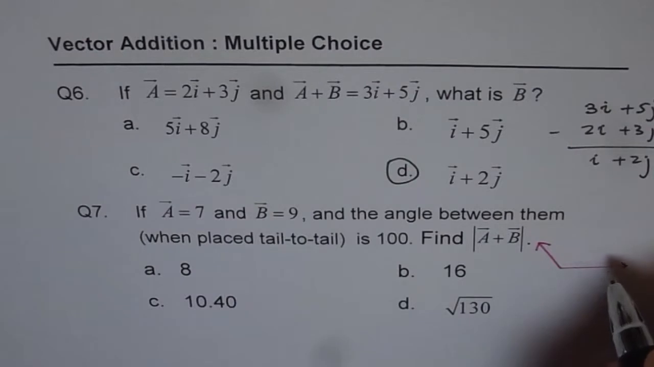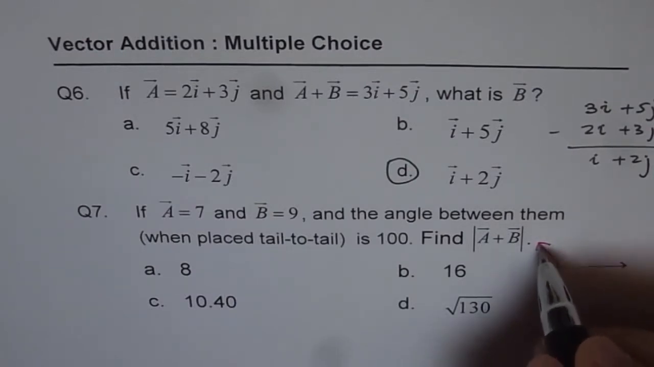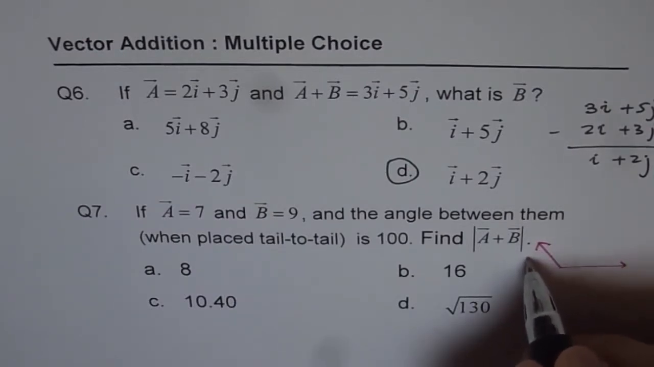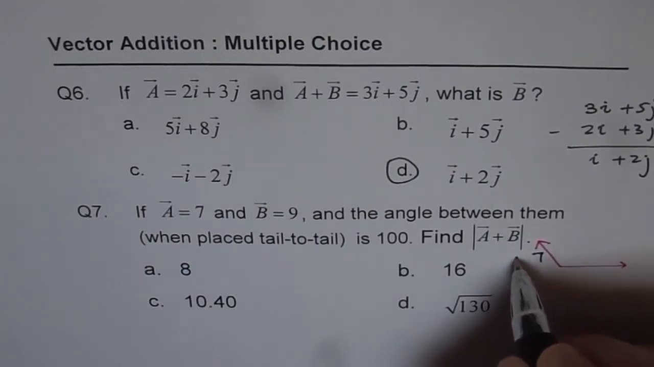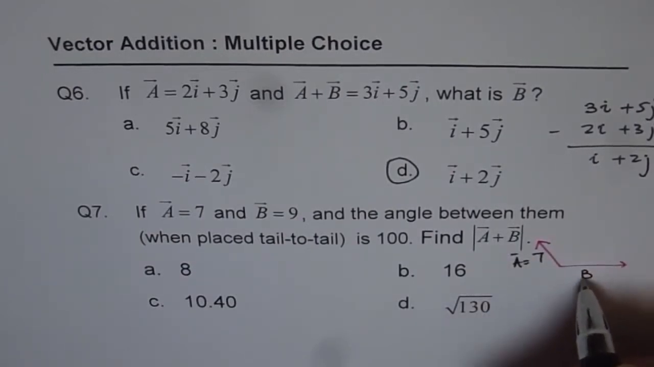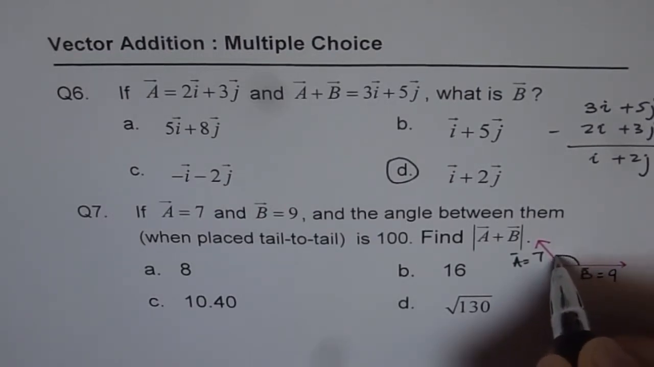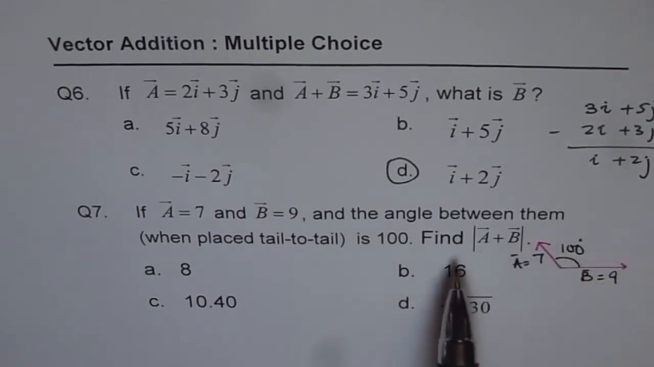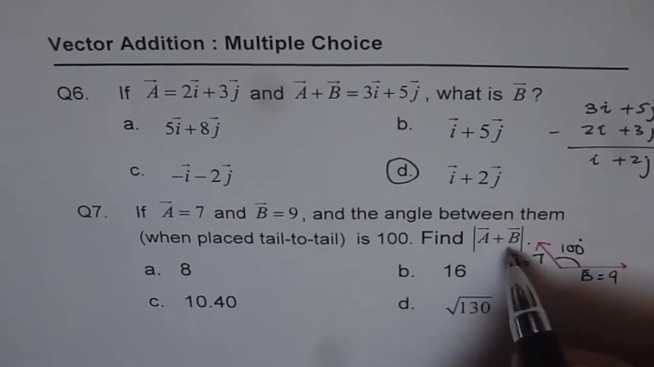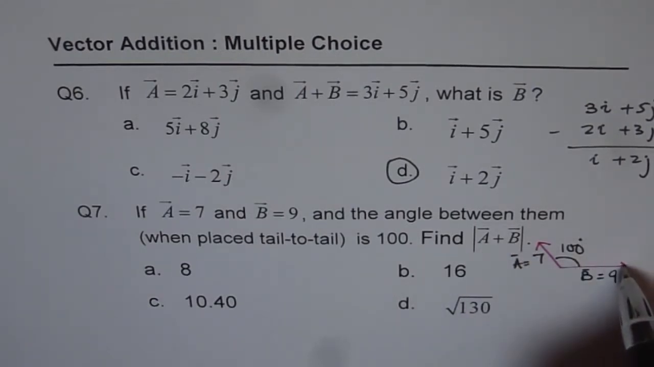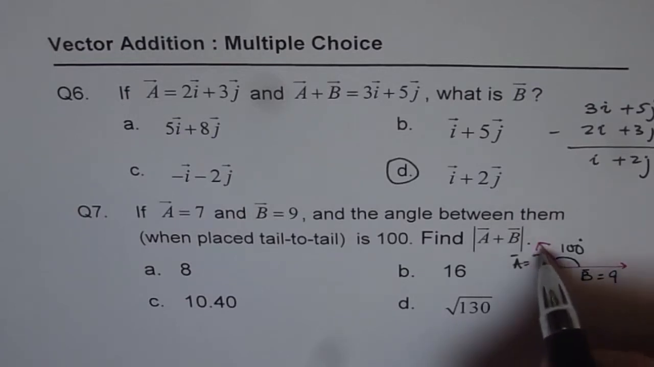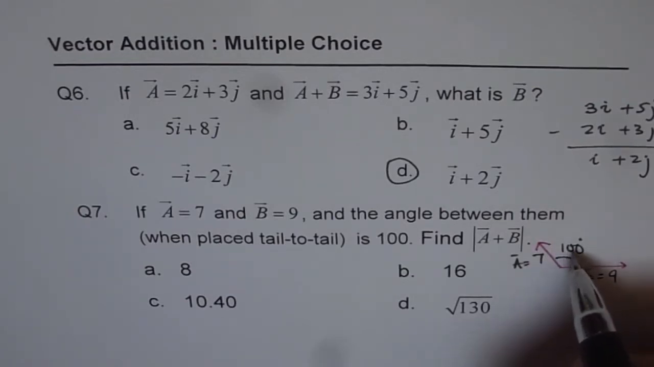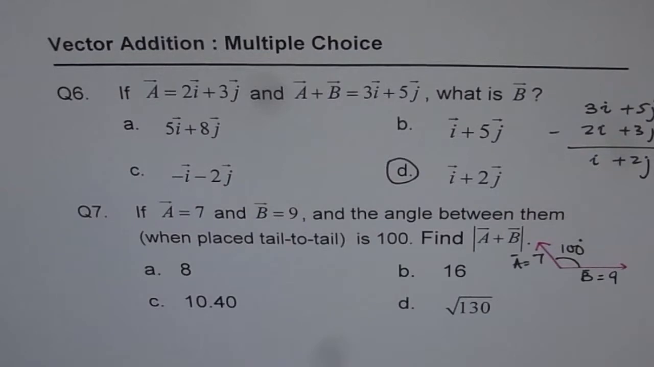And now let me say A on this side, I made it smaller. So let us say this is my vector A, which equals 7, and that is vector B, which equals 9, and the angle between them is 100 degrees. So we need to find A plus B, right? Now whenever you're finding A plus B, then the angle actually becomes 180 minus that angle. That is kind of key to understand, right?